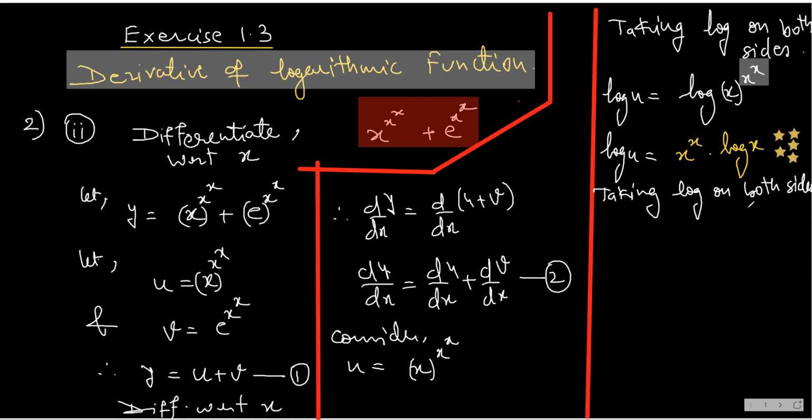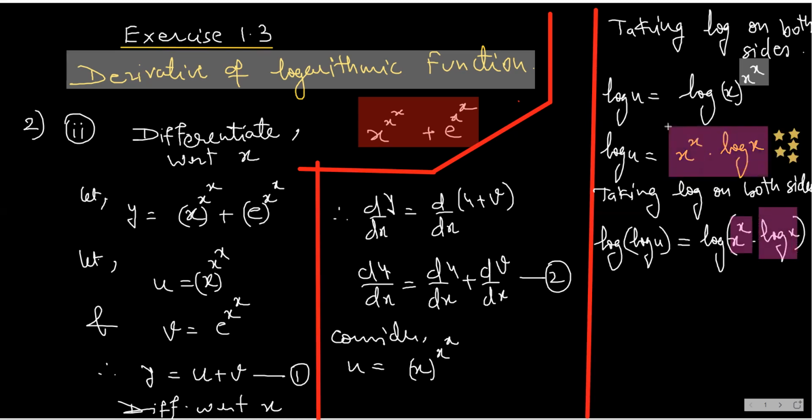So when you take log on both sides, what do you get? You get log of log u equals log of x raised to x into log x. And now what is it? It is log of m into n. When you took log for RHS, you get log of this, and that is in the form log of mn. So what is log of mn? Log of mn is log m plus log n.